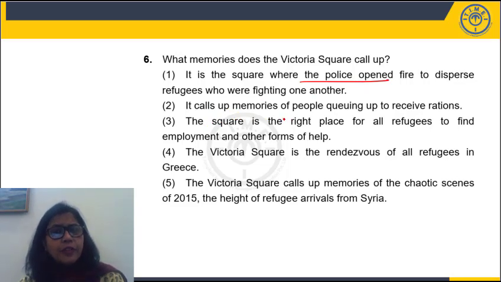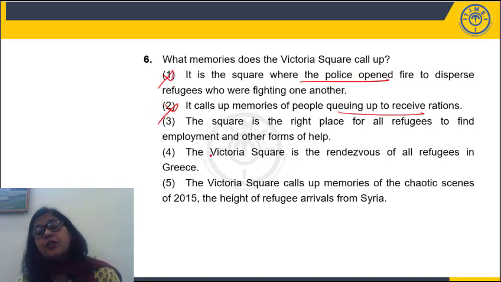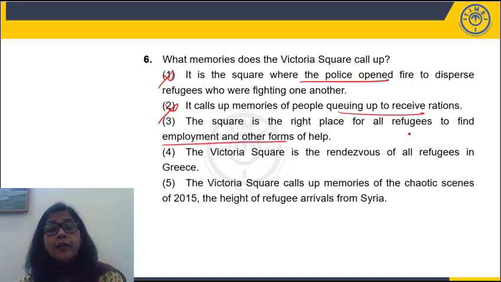It does evoke memories of the times when the Syrian refugee crisis was at its peak. But queuing up for rations, so 1 out, 2 out. Third, the square is the right place for all refugees to find employment and other forms of help. But they have been camping there for long, searching for housing, searching for employment. That hasn't happened for most, right? So third also ruled out.